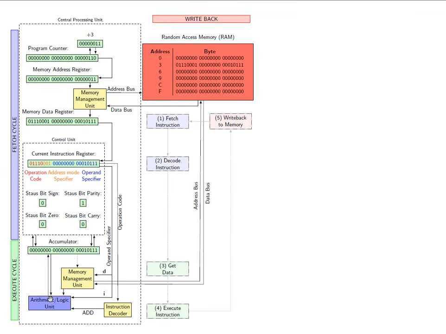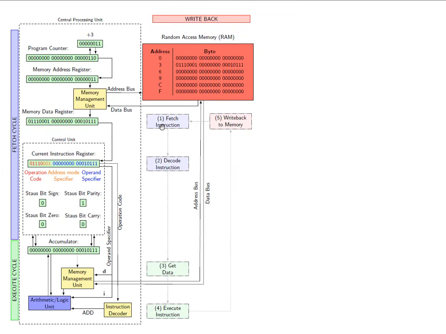So this means that the ALU has almost everything that it needs to be able to execute the instruction. It has the operator, which is represented by the instruction decoder, and it has one of the operands, which is supplied by either the MMU or by the CIR. So where is the other operand? Well, the other operand is already in the accumulator, which is directly connected to the ALU. So this is the green region, the accumulator.